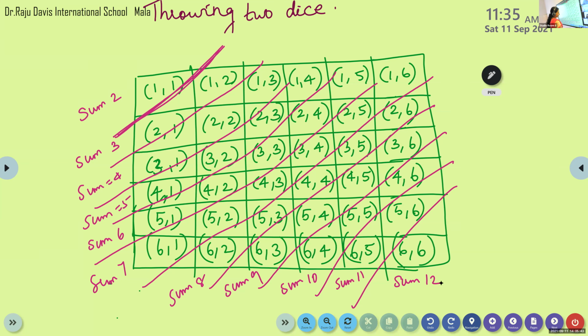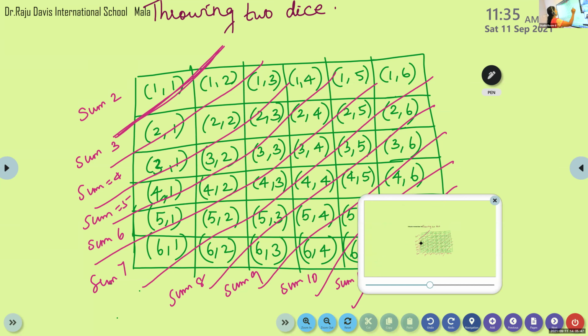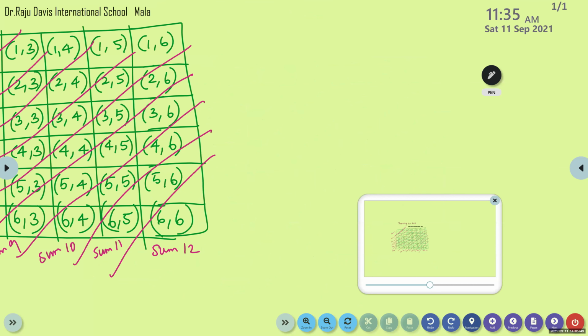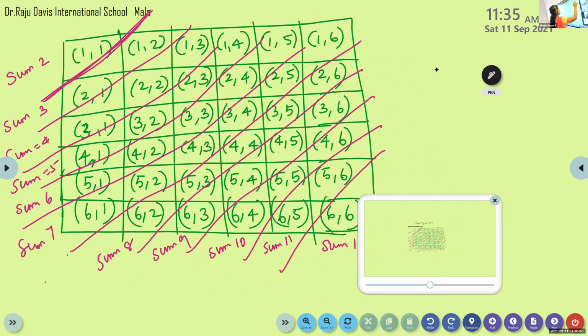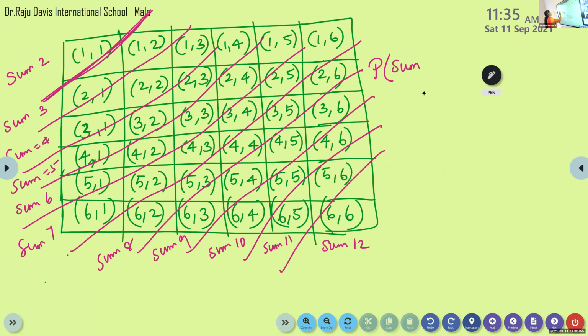Yes, your answer is correct. Probability of sum 4. How many possibilities are there? This is the column where you will get sum 4, isn't it? 1, 2, 3. So it will be the answer. Yeah, it is 3 by 36. Yes, it is 1 by 12.